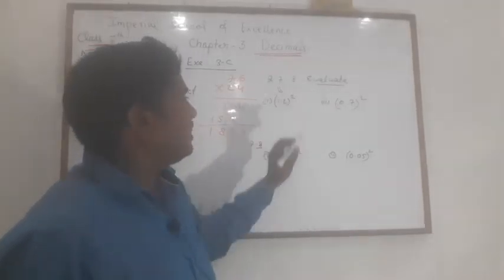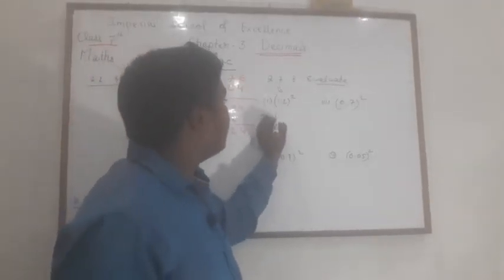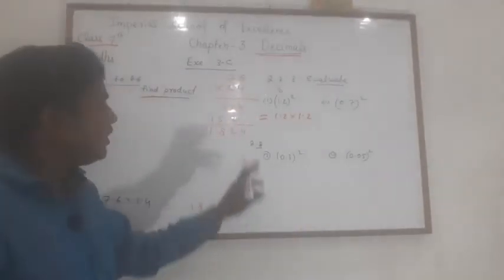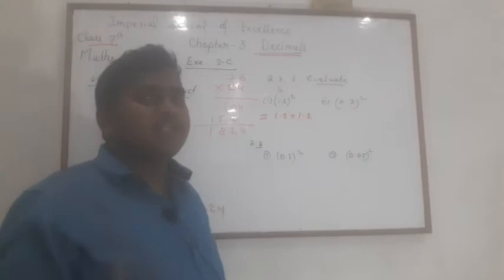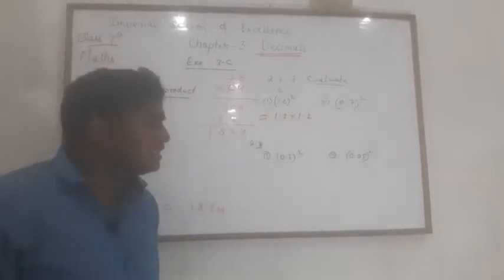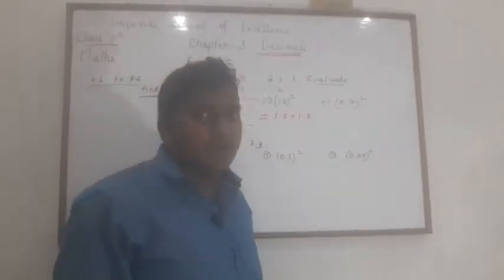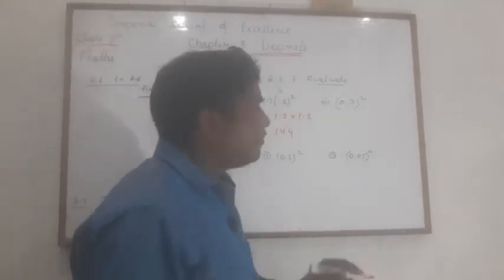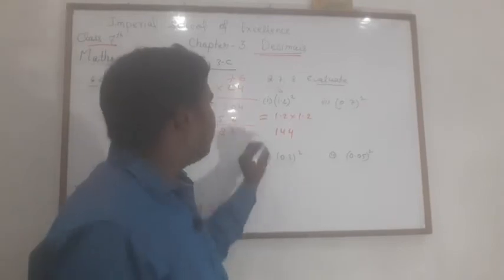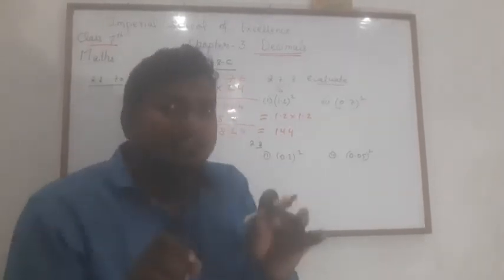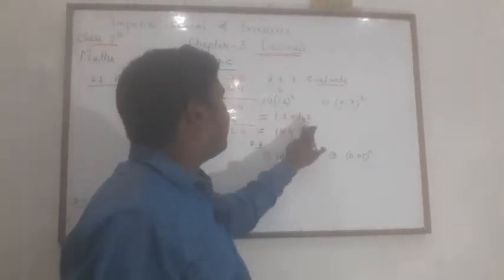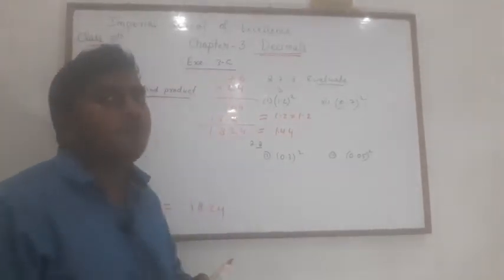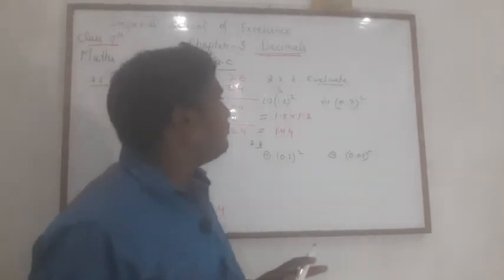1.2 whole square means it will be 1.2 into 1.2. So let's multiply 1.2 and 1.2 without considering the decimal. If you do not consider it, then it will be 12 and 12, and 12 times 12 is 144. So we will put the decimal at 2 points, 1 point from here and 1 point from here, so it will be 1.44. Hope you understood how we are doing this.